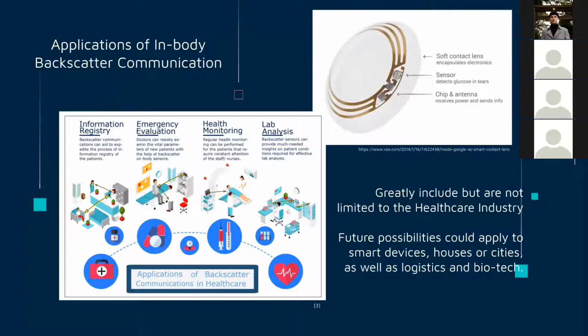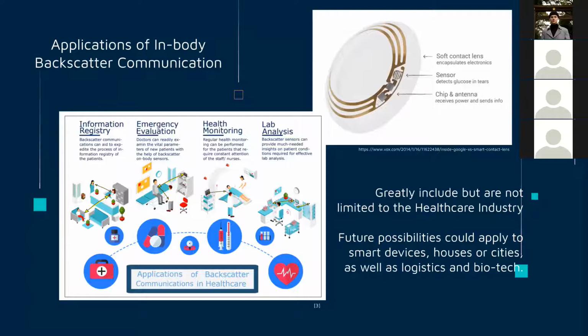Further applications in the healthcare system are visible on the slide, which include information registry, emergency evaluations, health monitoring, and lab analysis, which are all concepts that could be expedited with the use of in-body backscattering. Although healthcare is one of the spheres where this technology would have the greatest impact, the applications are not limited to this domain and could also be included in smartphones, smart homes, smart cities, as well as logistics and other applications.